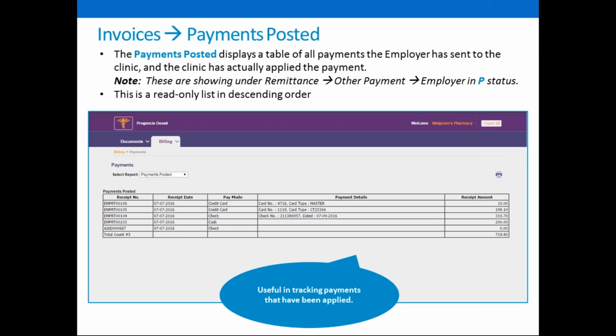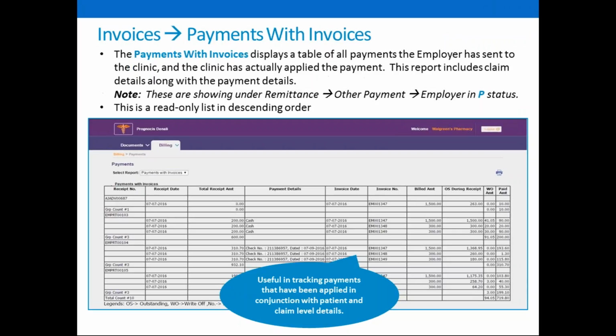Then you've got payments posted where the clinic has actually applied the money. And you see there the payment details, whether the employer paid by check, credit card, etc. And then you've got the payments with invoices, which is going to include patient level and claim level details. So both at the invoice level and at the payment level, you can do just a high-level overview, claim level, or detail level.